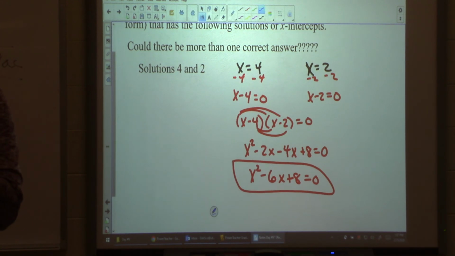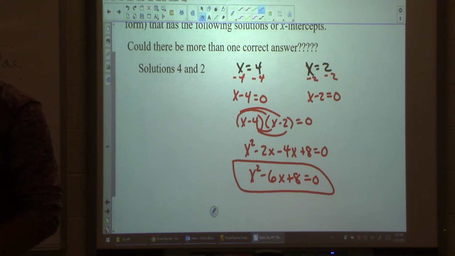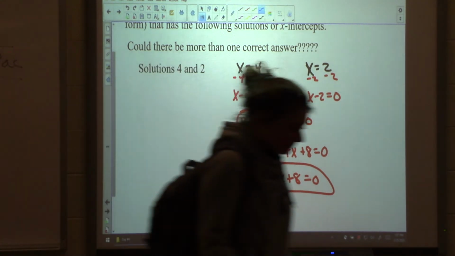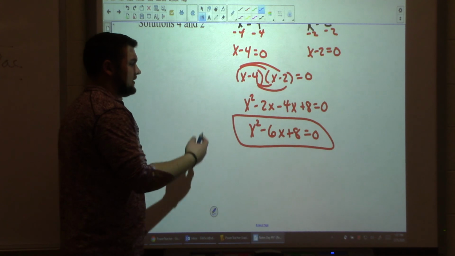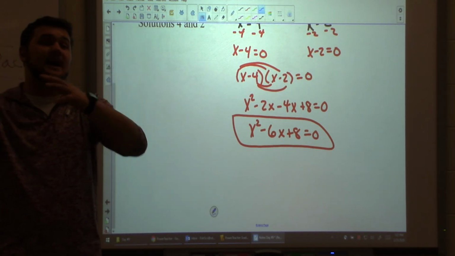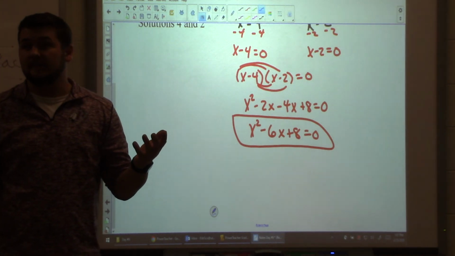I don't want vertex form. You could, but then it wouldn't be answering it in the standard form like it asked for, right? What do you think, Renee? Could you put a coefficient on the x squared? We could put a coefficient. Now you can't just put it on the x squared. That's the thing. You have to multiply both sides by some number. Doesn't matter what number it is.